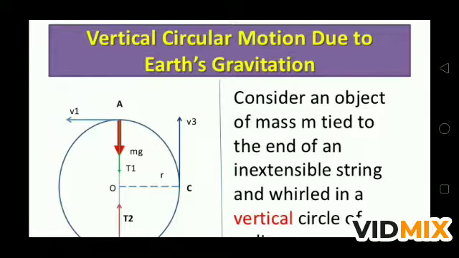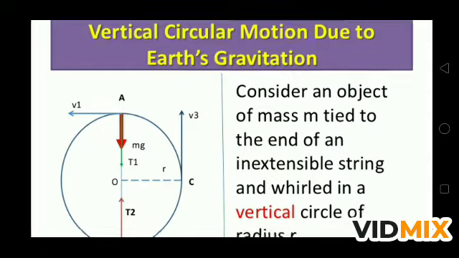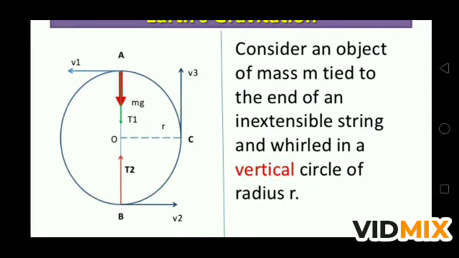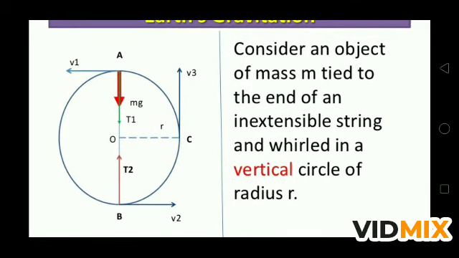Once again with a new video, and in this video we are going to discuss vertical circular motion due to Earth's gravitation. In the previous video we had taken the conical pendulum, and this is the vertical circular motion due to Earth's gravitation. Let an object of mass m be tied to the end of an inextensible string, meaning the string should not be extended while in motion, and it is moving in a vertical circle of radius r. Vertical circle means the body is not moving horizontally, it is moving vertically.